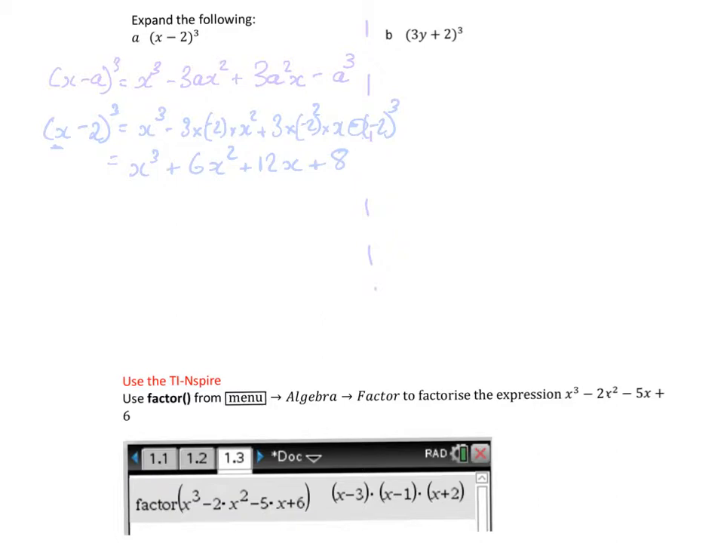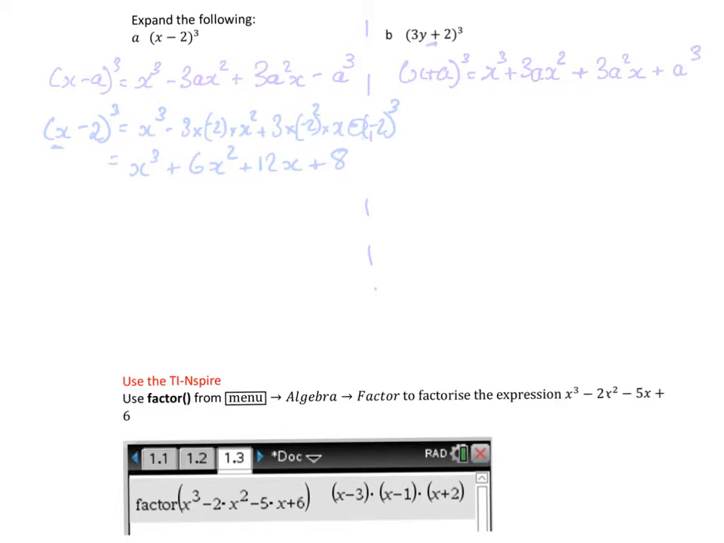The next one is different because the two terms have got a plus in the middle. Still cubed, but a plus. So what was the rule that we had on the other page? It was x plus a cubed. So the first term plus the second term cubed is equal to x cubed plus 3 times the second term times the first term squared plus 3 times the second term squared times the first plus the second term cubed.